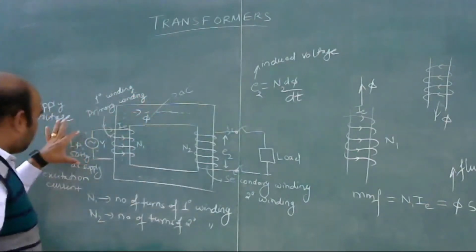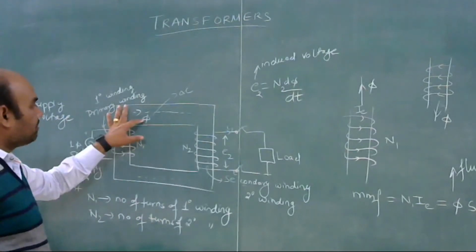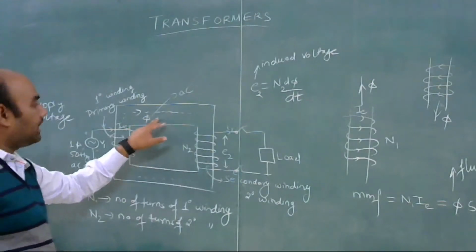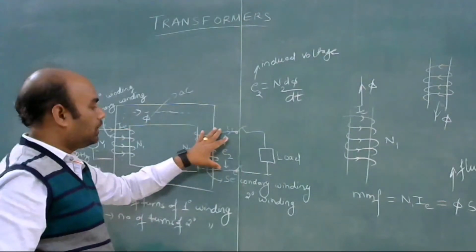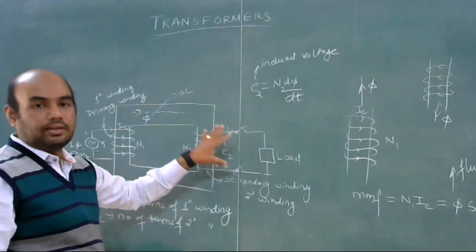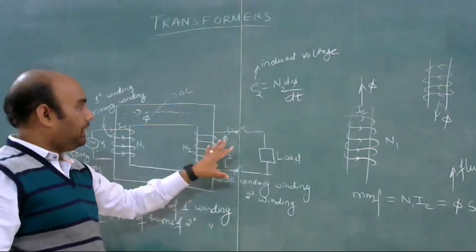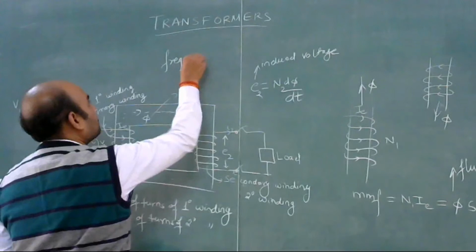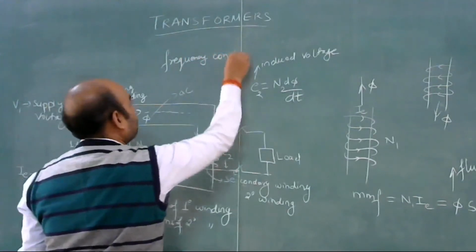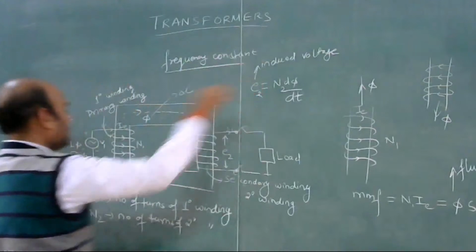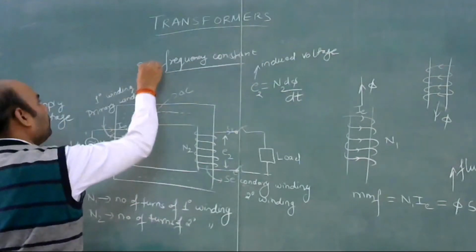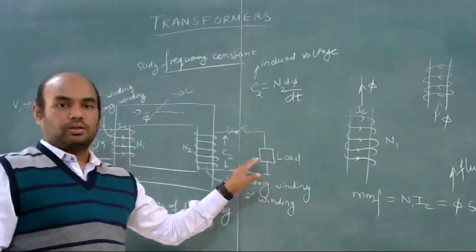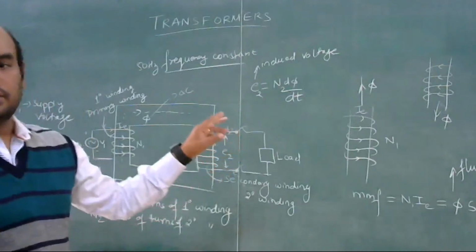First, the electrical energy is converted to magnetic energy, and this magnetic energy is converted to useful electrical energy, keeping the frequency constant. During the whole process, if you use 50 hertz, the output voltage you get is also 50 hertz. We will see it in the next class.